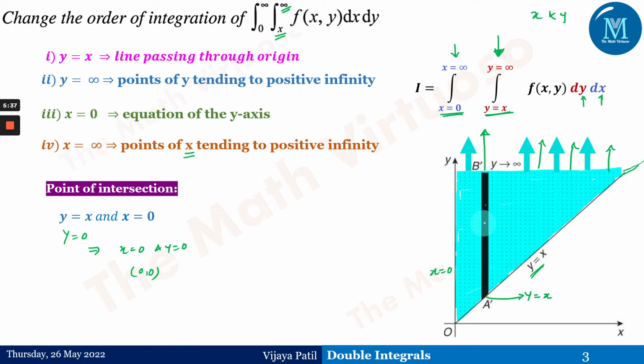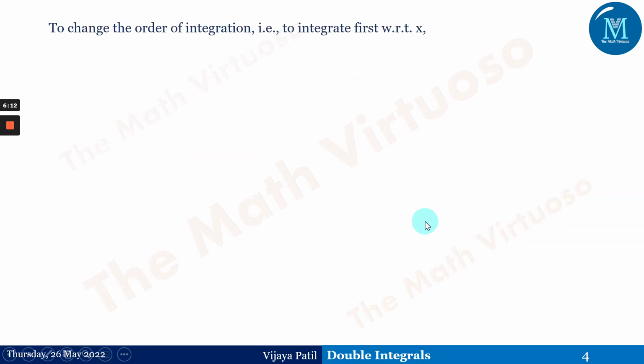Now what exactly does changing the order of integration mean? The strip which is given to us as vertical, we have to make horizontal. In short, instead of this y, we have to bring up x, so this is the limit of x, and this has to be the limit of y. That means we have to change the order of integration by making the strip horizontal. Let us go ahead and explore that.